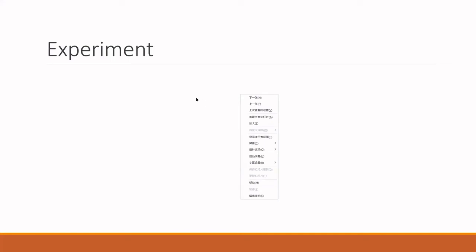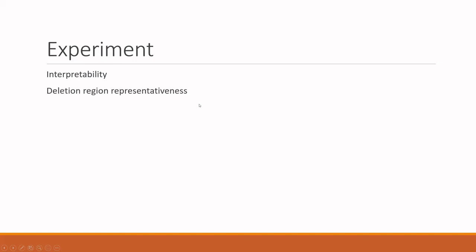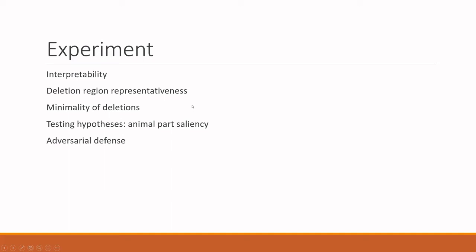Okay. Hello, everyone. I'm Yang. I'm here to explain the experiments in this paper. For the experiments, there are 6 sections: interpretability, deletion region representativeness and minimality of deletions, testing hypotheses, animal part saliency, adversarial defense, and the final part is localization and pointing.